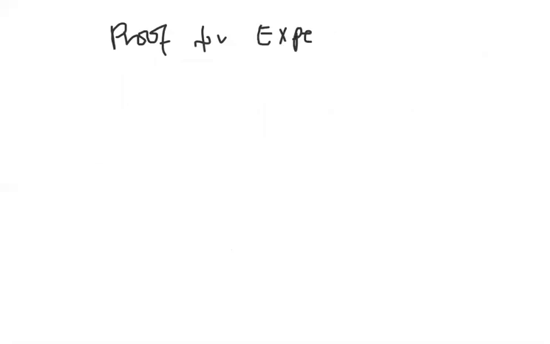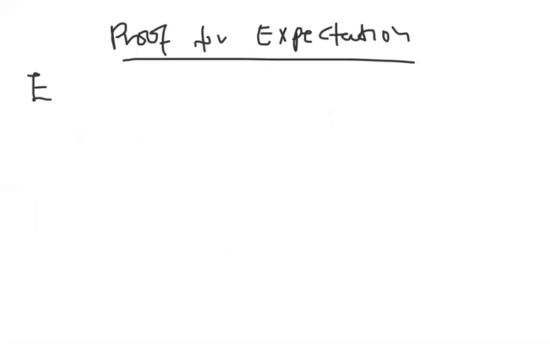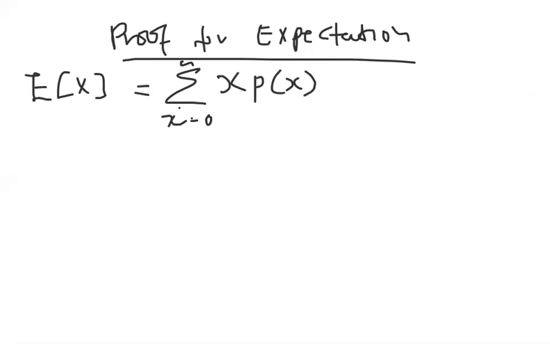So the expectation is the same as the summation of x equals 0 up to n of x multiplied by p(x), because binomial falls under the discrete case. So this is what we're supposed to use. It falls under the discrete, right?